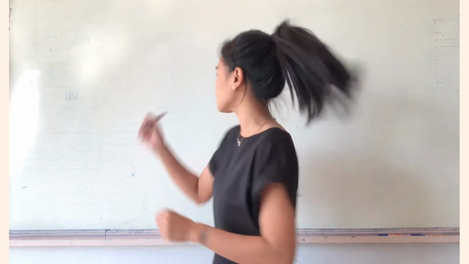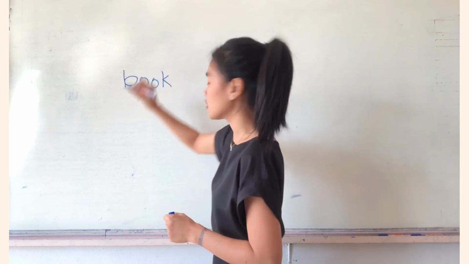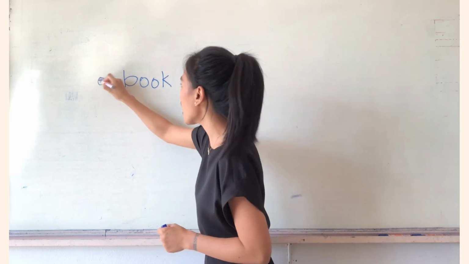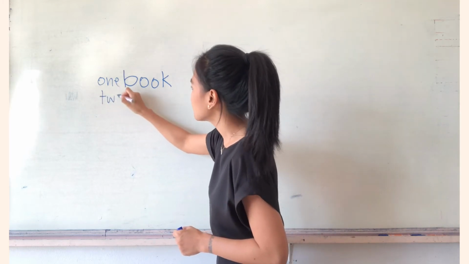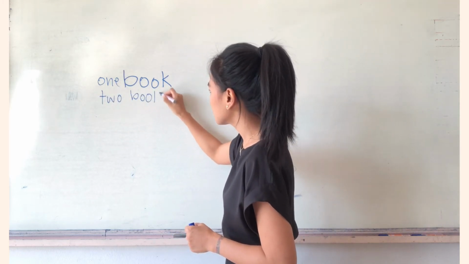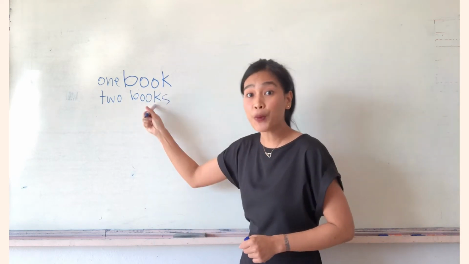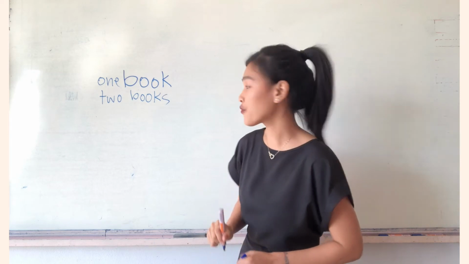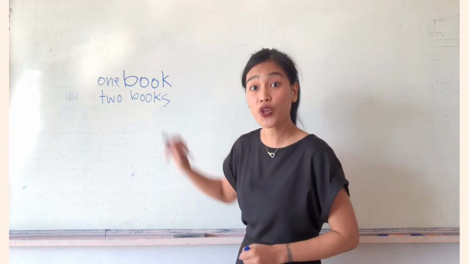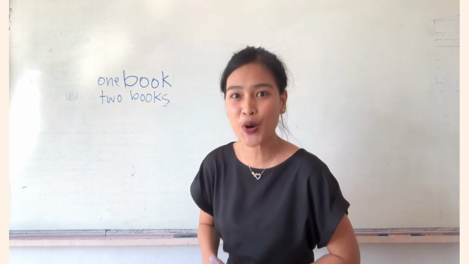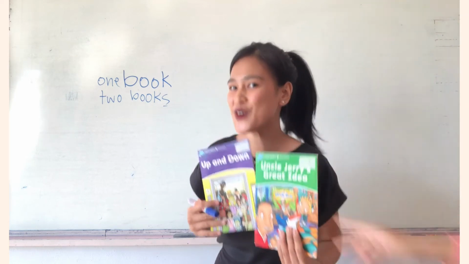For example, book. 1 book, 2 books. Book is an example of countable because we write S at the end of the word and we can count book. 1 book, 2 books.